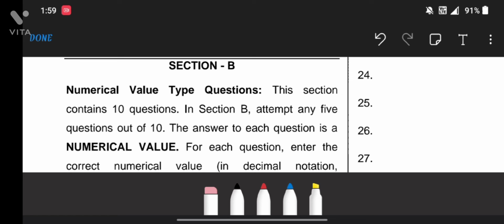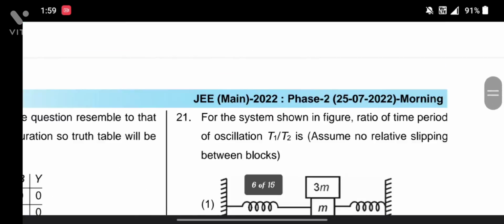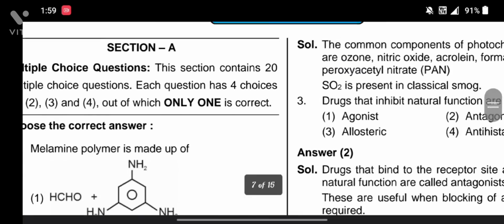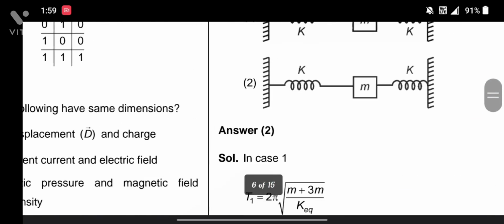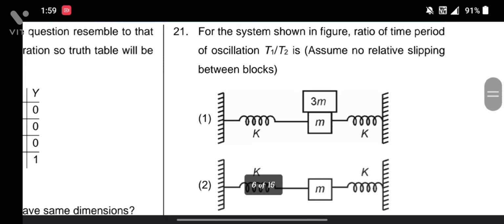Now let's come to the numericals. One numerical question they have given is: for the system shown in the figure, the ratio of time periods of oscillation T1 by T2 is, where we have to assume no relative slipping between the blocks.